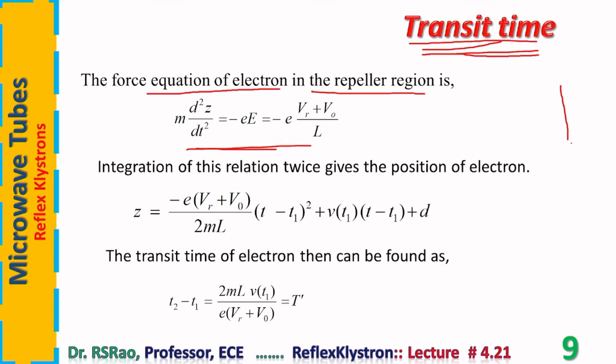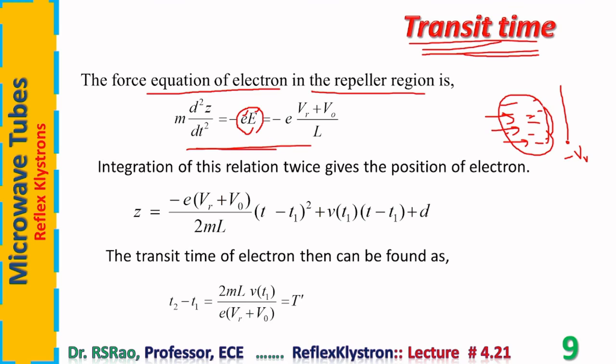This is repeller plate. It is connected to a negative voltage VR, and there exists a field here, and electrons keep on entering into this region. Here, they face opposition to their movement into the repeller region. They get decelerated. The amount of force they experience is given by Coulomb's law. e is charge of the electron, E is field intensity in the repeller region.